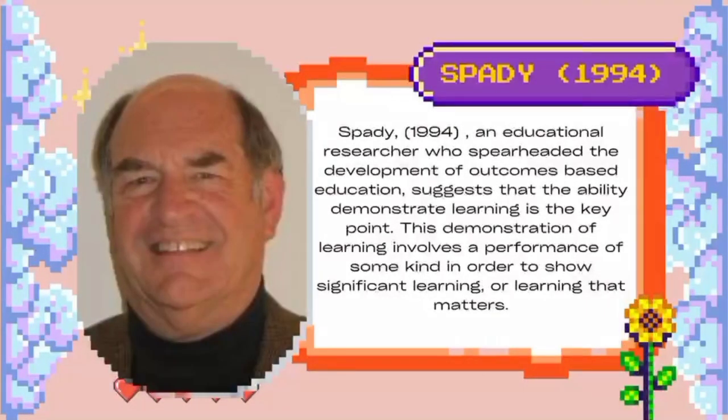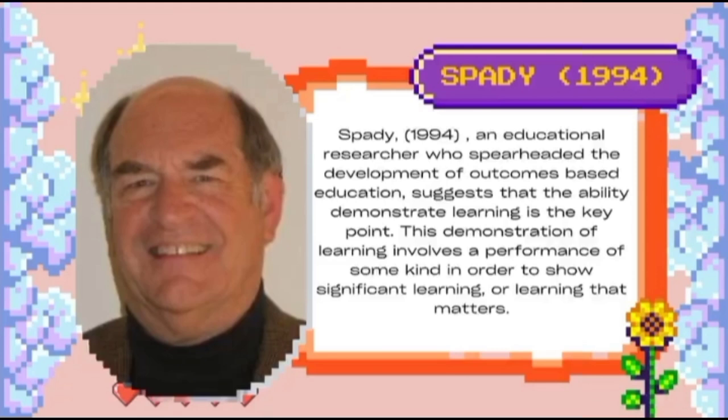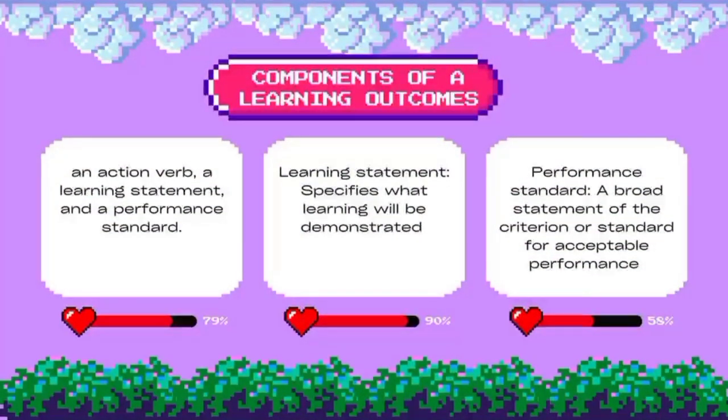Spady, 1994, an educational researcher who spearheaded the development of outcomes-based education, suggested the ability of demonstration of learning is the key point. This demonstration of learning involves a performance of some kind in order to show the significant learning, or learning that matters. Components of a learning outcome.